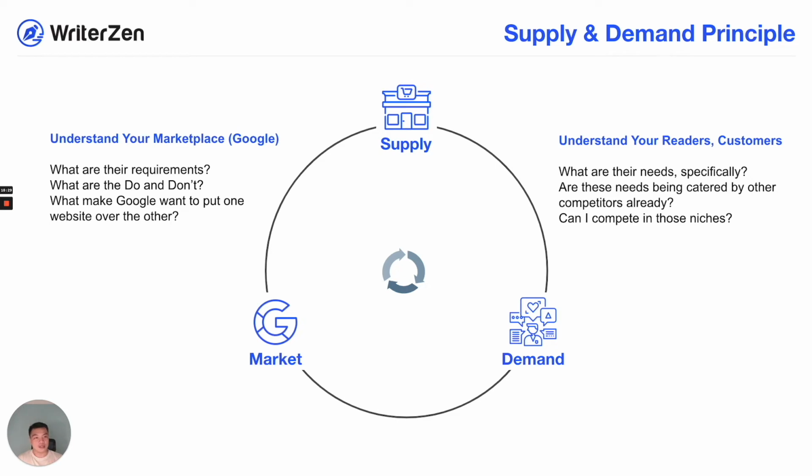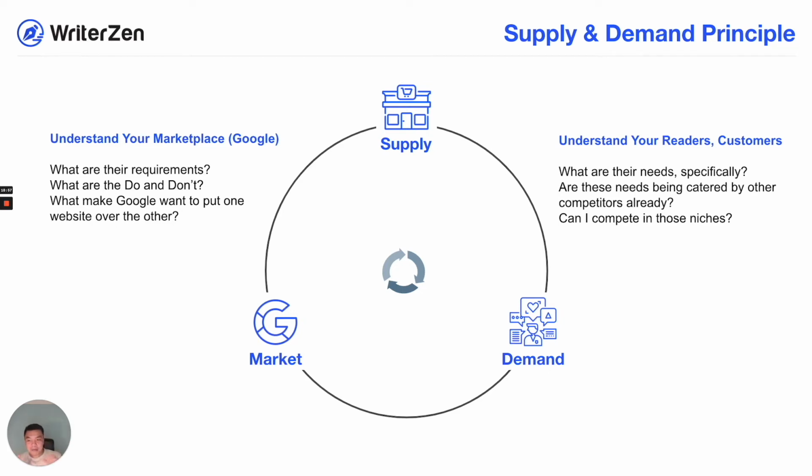And the second thing, after you understand the market, then you move to understand your users, right? What are their needs? What are their wants? Are their needs and wants already catered to by some competitors? And can you compete in that niche, right? Can you compete in those things? So first, understand the market, then understand the readers, right?